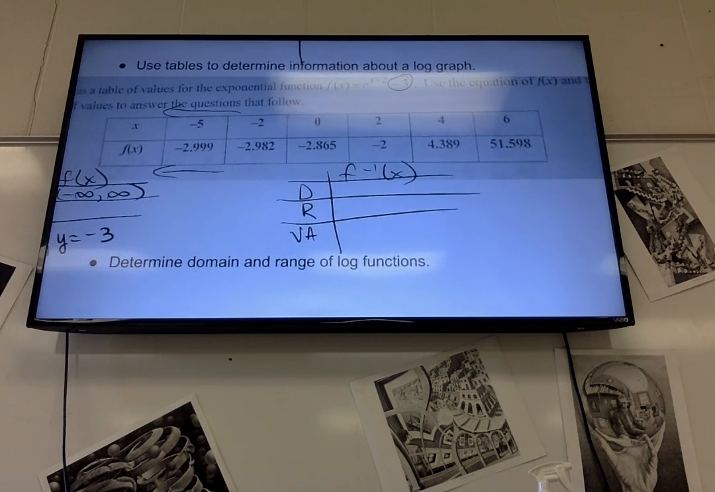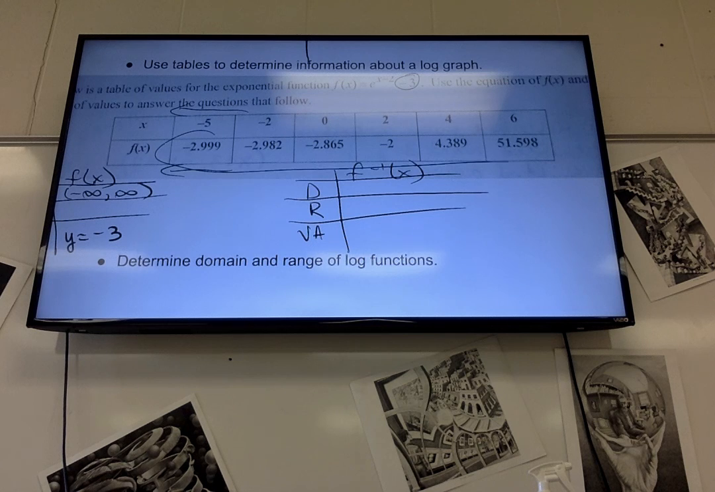Then are all these numbers on f of x, these numbers right here, are they bigger than negative 3, or are they smaller than negative 3? They're bigger. So that means we go from negative 3 to infinity. This is page 514, by the way, if you're trying to fill it in.